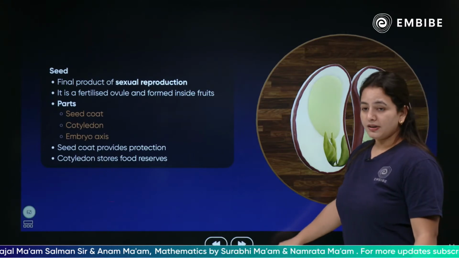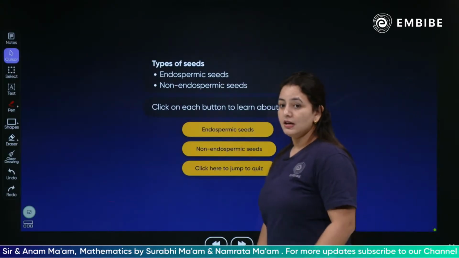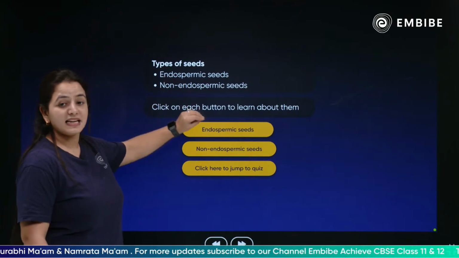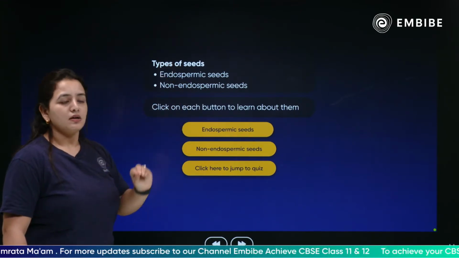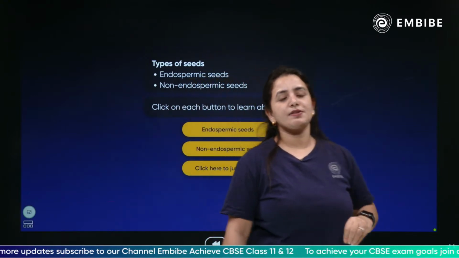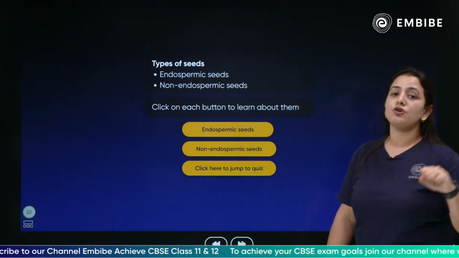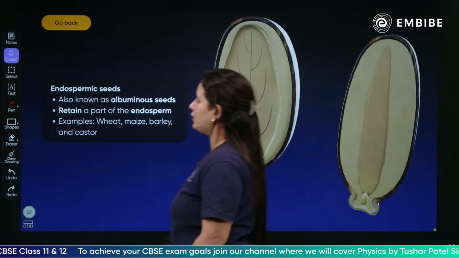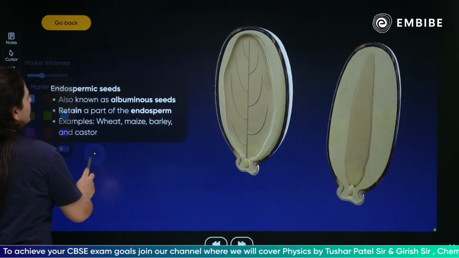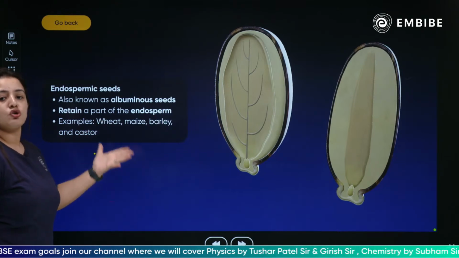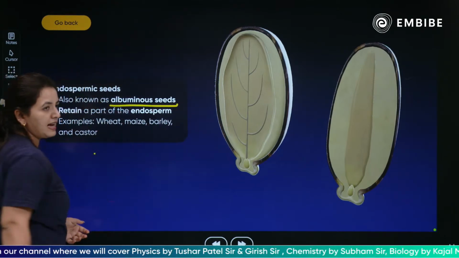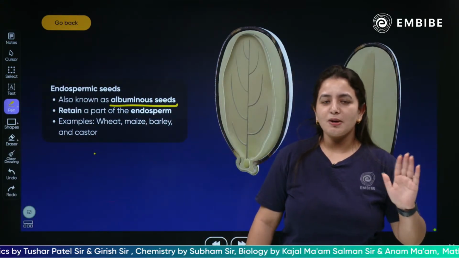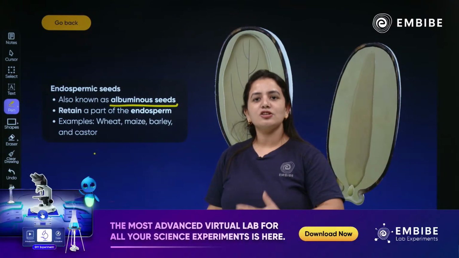Moving forward, next we have the types of seed. This is very simple, but a little confusing, so you have to remember it. We have endospermic seeds and non-endospermic seeds. Let's see the difference between them. Endospermic seeds are also known as albuminous seeds. You can understand endosperm, non-endosperm. Endosperm is what gives nourishment.